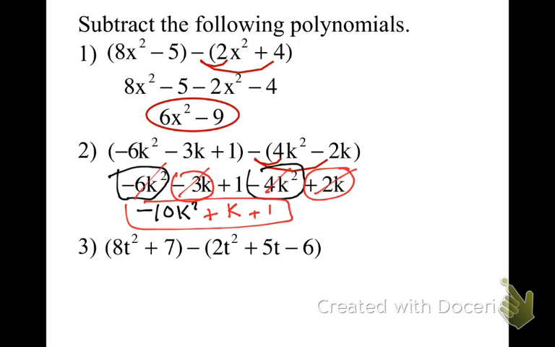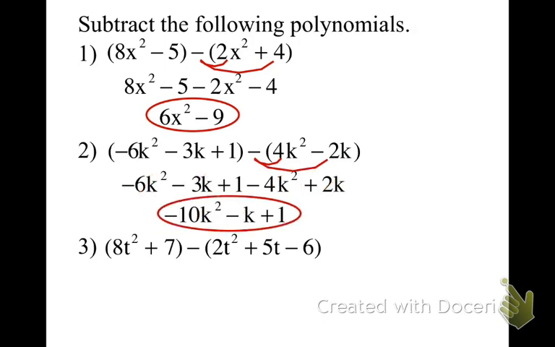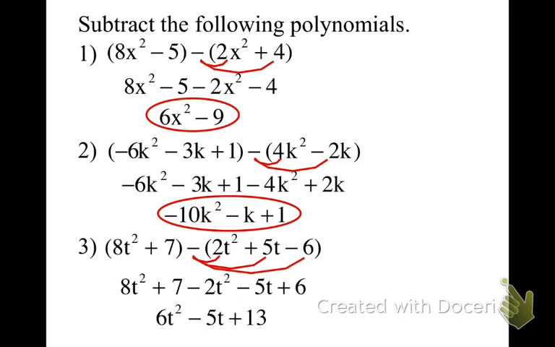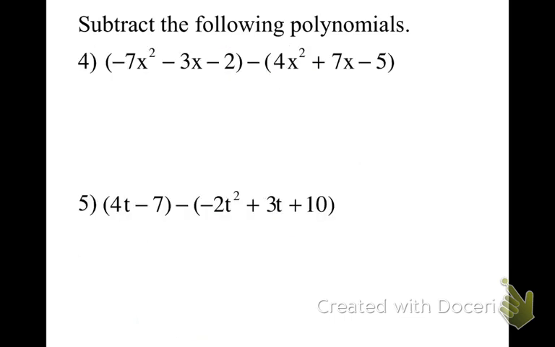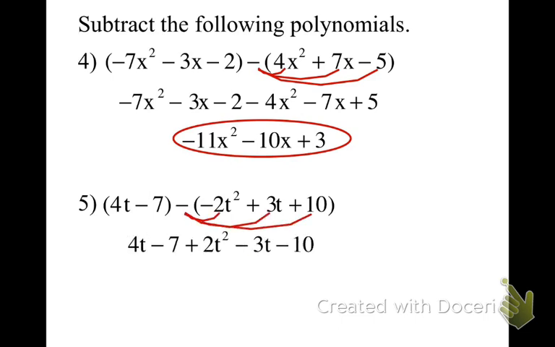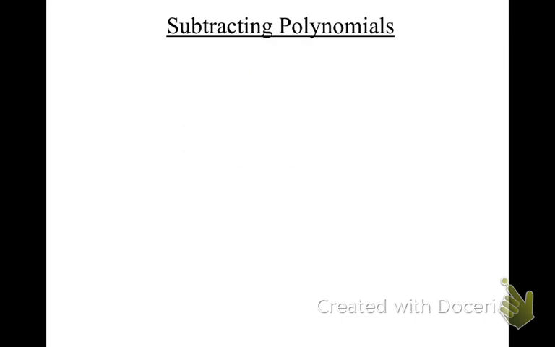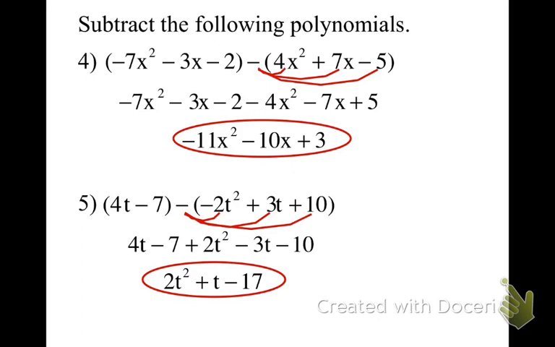Okay? Next one, we're going to distribute first that negative in the middle. It becomes negative 2t squared, negative 5t, and plus 6. And then I combine my like terms. We get 6t squared minus 5t plus 13. All right, just doing a little bit more. Try the next two. Now check your work. Number 4 is negative 11x squared minus 10x plus 3. Number 5 is 2t squared plus t minus 17.